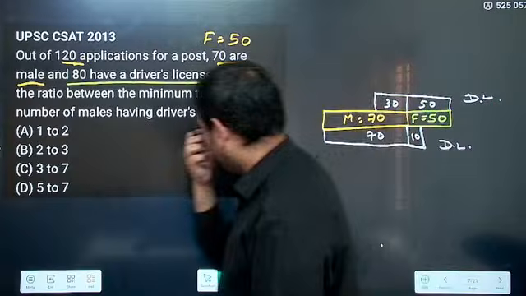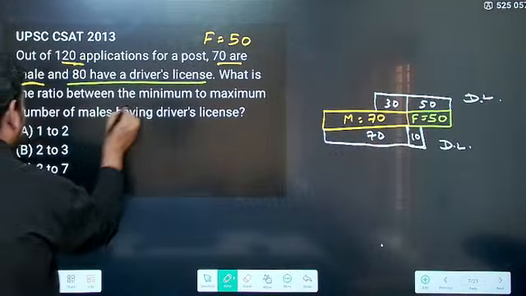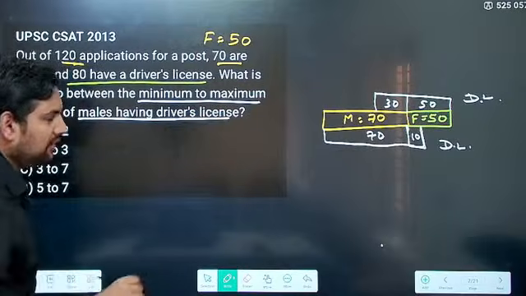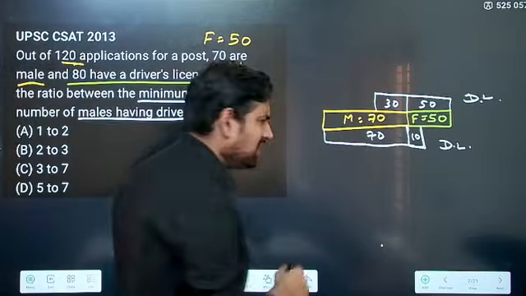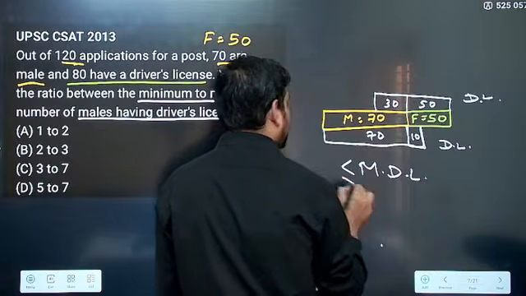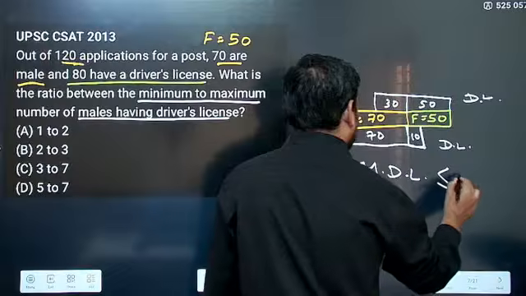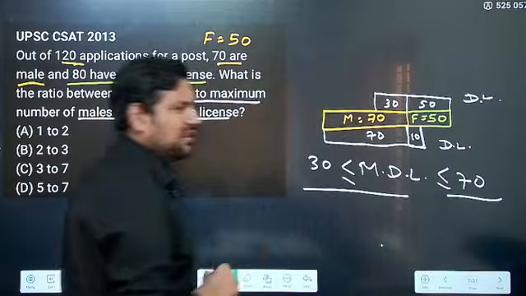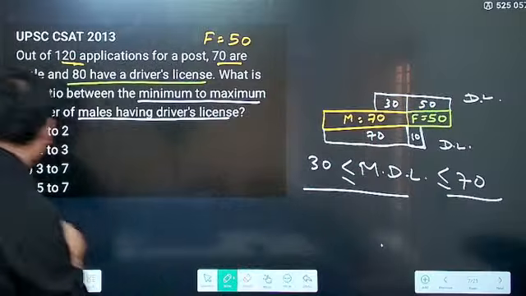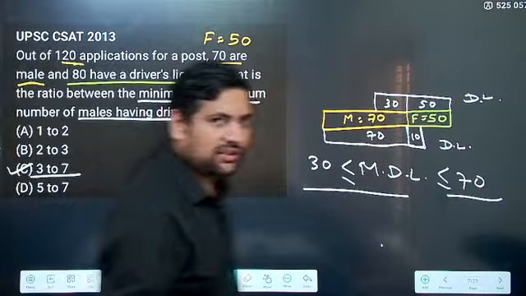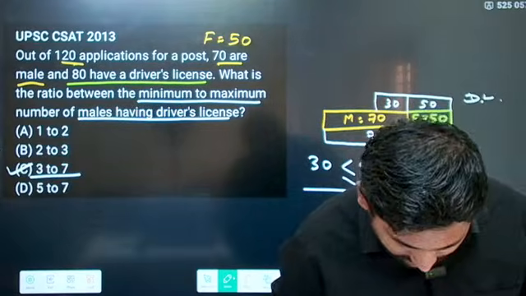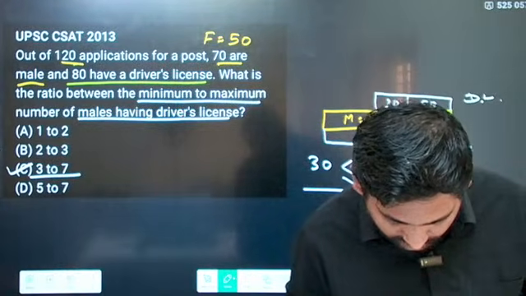Now you can find the range for any of them. It says the ratio between the minimum and maximum number of males having a driving license. So for males having a driving license, the range is 30 to 70. It is asking you to find the ratio between minimum and maximum. So 30 by 70, or the answer is 3 to 7. Understood?